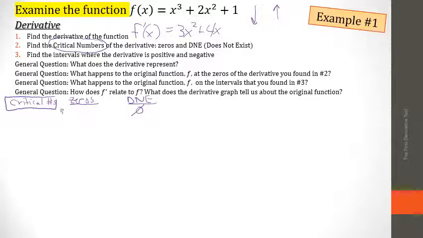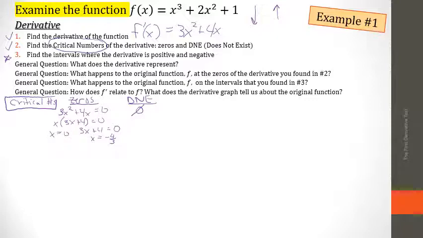So we have 3x squared plus 4x equal to 0. We can factor out an x. We get x times 3x plus 4. So we get x equals 0 and 3x plus 4 equals 0. And that gives us x equals negative 4/3 when we solve that. So now we need to look at some things because we know, so we've done 1 and 2. Number 3 says find the intervals where the derivative is positive and negative.